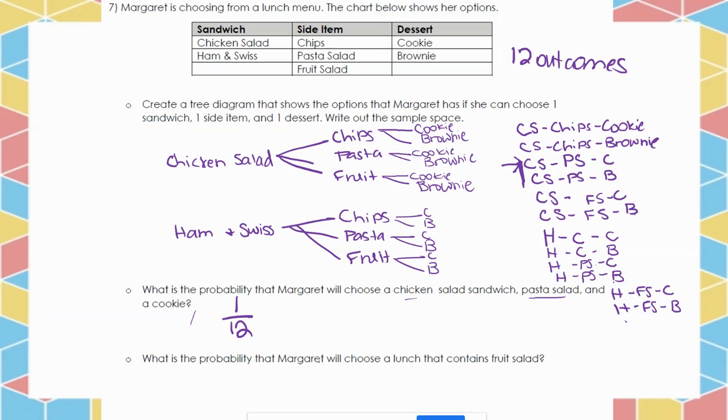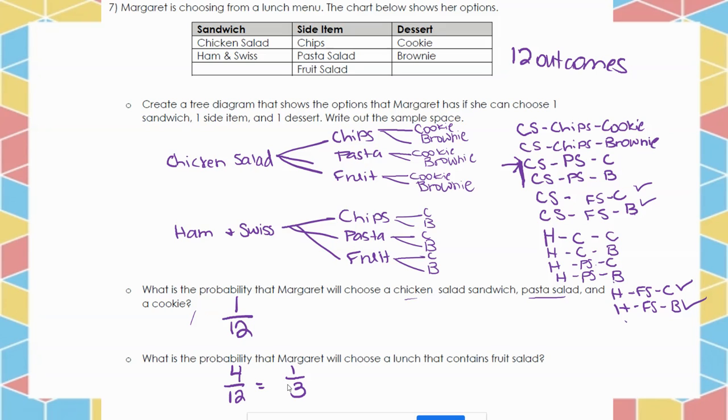Next, it says, what is the probability that Margaret will choose a lunch that contains fruit salad? Well, when I look at my options, she chooses fruit salad twice with chicken salad and twice with ham and Swiss. So altogether, she chooses fruit salad 4 times out of 12. And that simplifies to 1/3.